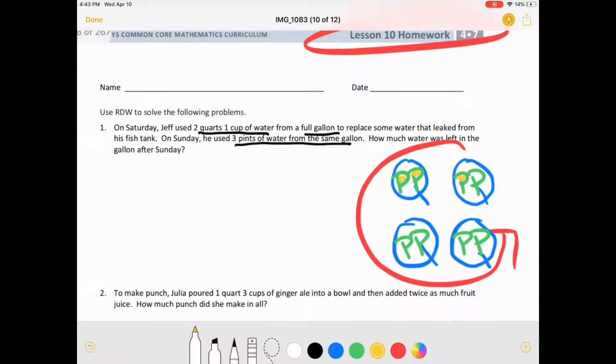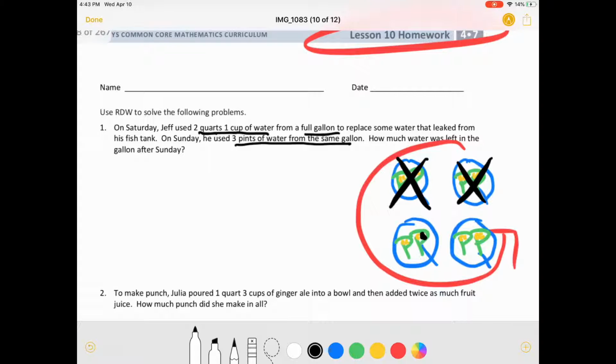And those are a little bit small, but I'm going to draw them right here. They're 2 little yellow C's. Okay, and I'm going to use this to help me start subtracting. So on Saturday, he did 2 quarts and a cup. Well, I can visualize that by crossing out 2 quarts from the gallon and 1 of these cups down here.